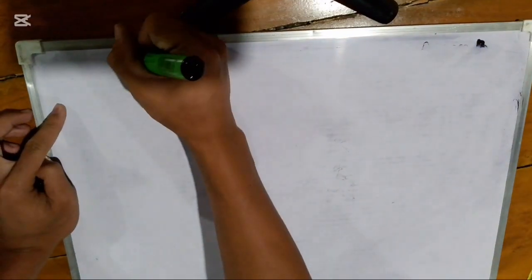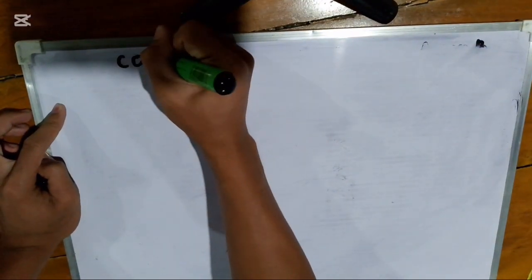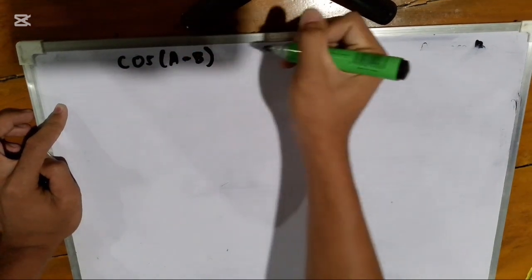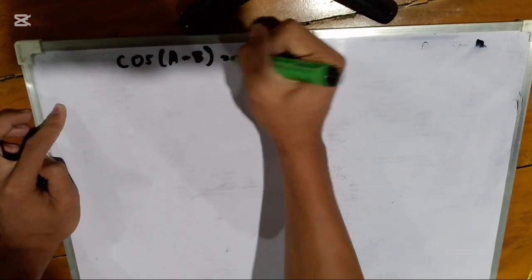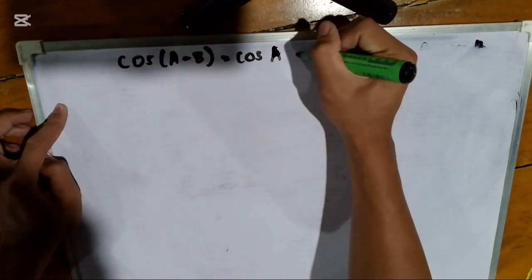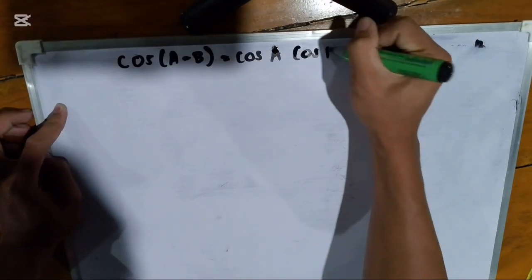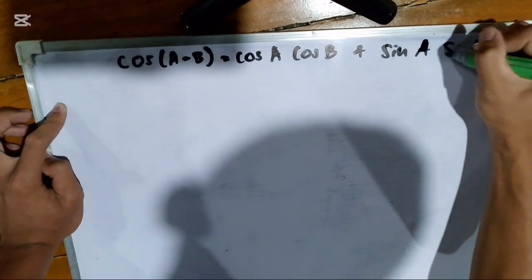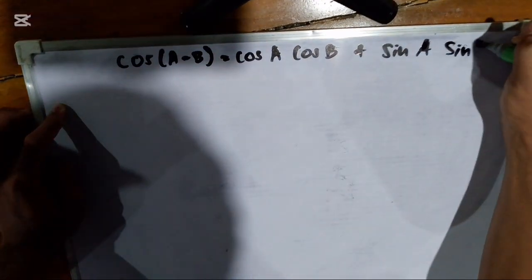And now let us continue solving the difference identity using the cosine function. The formula of this is cosine (A minus B) equals cosine A and cosine B plus sine A and sine B.